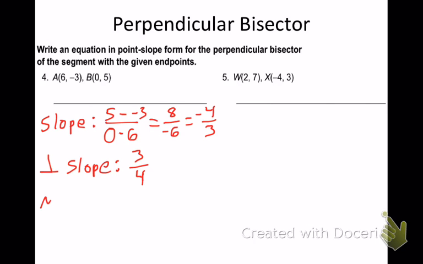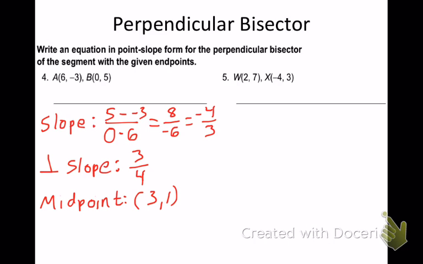Now I want to identify a midpoint. What's the midpoint of A and B going to be, Spencer? 3, 1, nice job. Because 6 plus 0 is 6, divided by 2 is 3. Negative 3 plus 5 is 2, divided by 2 is 1.